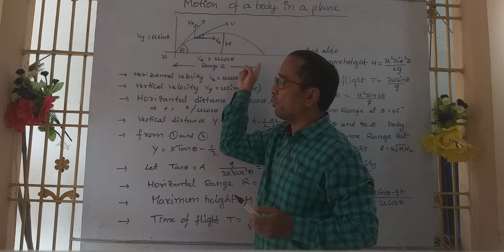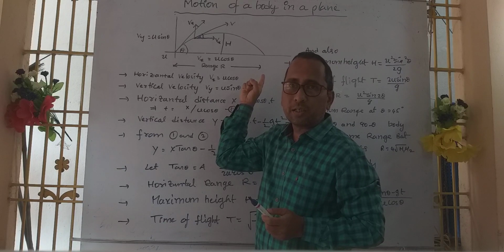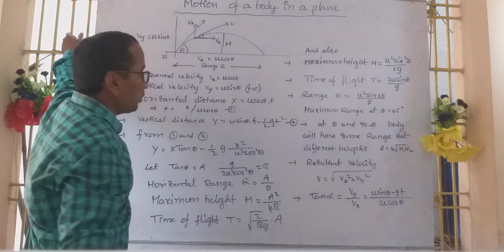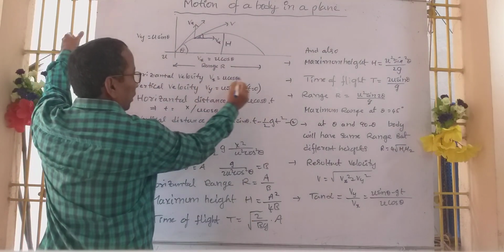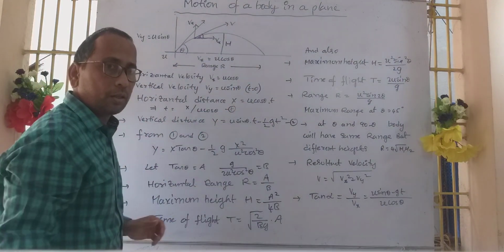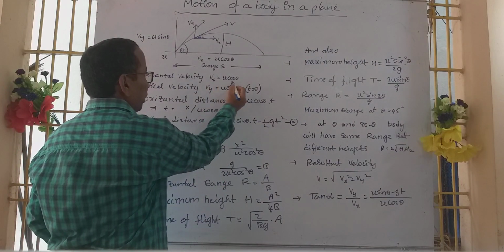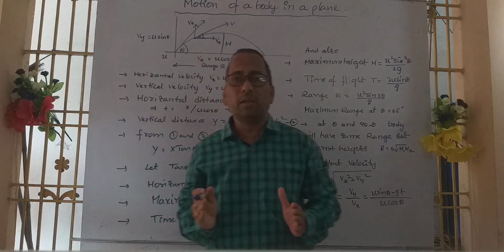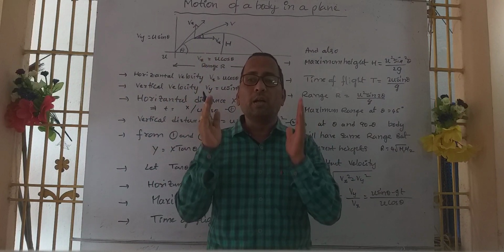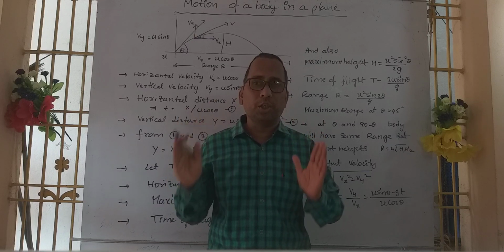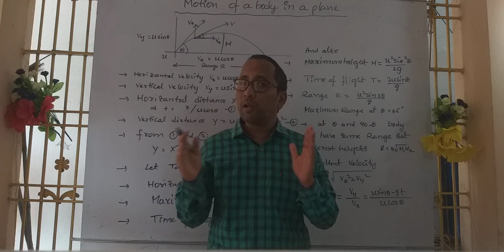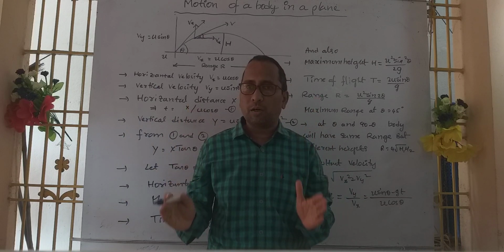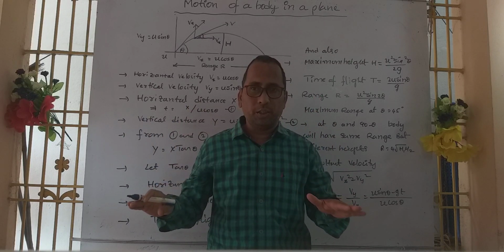Now this is the picture which will be discussed later. Now here the first point, synopsis points we are discussing. Horizontal velocity Vx is equal to u cos theta. This horizontal velocity u cos theta remains constant throughout the journey. That means whatever may be the position or path of the body, that remains constant, the value does not change.